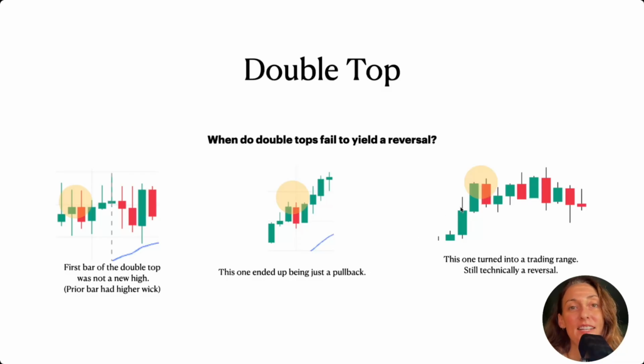So I think this is an example of yes, we did reverse, but instead of going from bull to bear, we went from bull into a trading range right here. So we probably could not have made a profit off of that trade, although it was still technically a reversal.